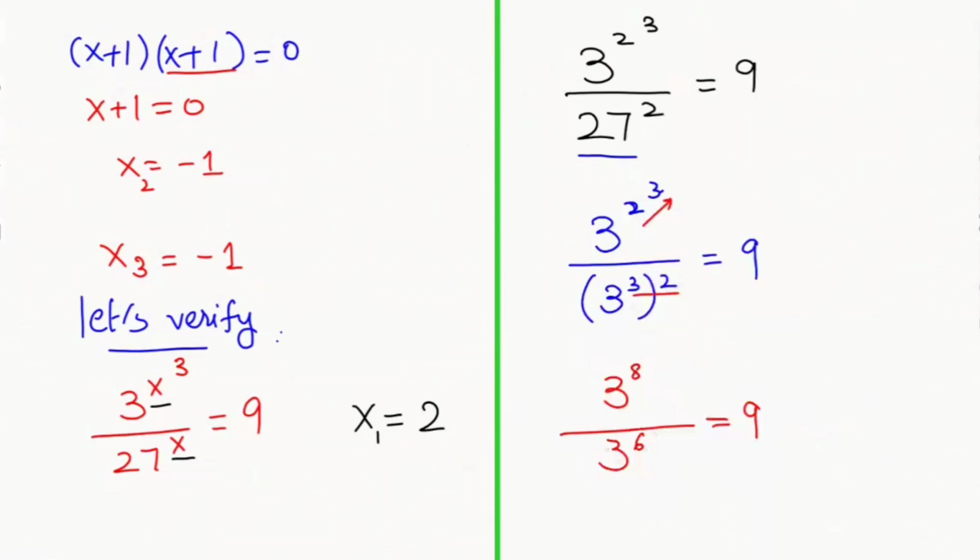So I'm going to take this denominator power up, so it will turn to negative: 3 to the power of 8 minus 6 is equal to 9, and 3 to the power of 2 is equal to 9, and 3 times 3 gives us 9 is equal to 9. So the left hand side is equal to the right hand side. So the value of x1, that is 2, is absolutely correct.